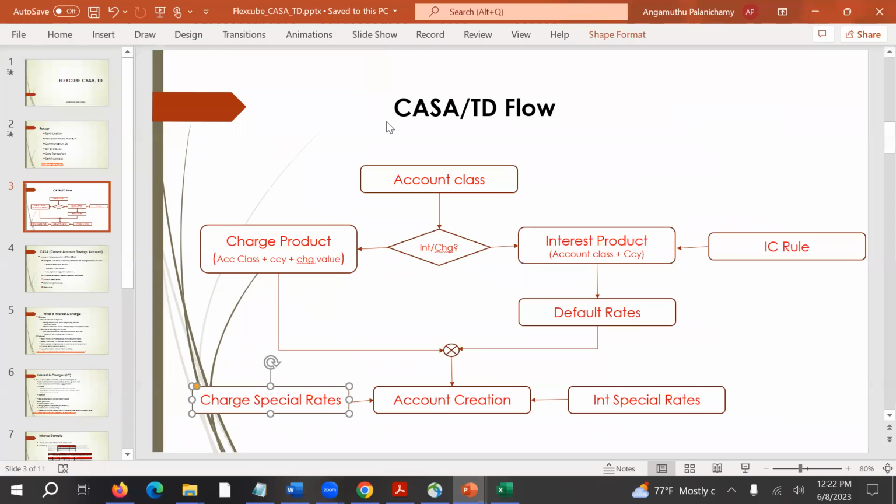So this maintenance part is okay. If you have any doubt, please ask. Next, I'm going to explain how the IC rule is defined, how the interest product and the charge product work, and how the interest calculation works. But before going there, this is the flow of how your interest and charges are attached with the account and account class. If you have any doubt, please let me know.